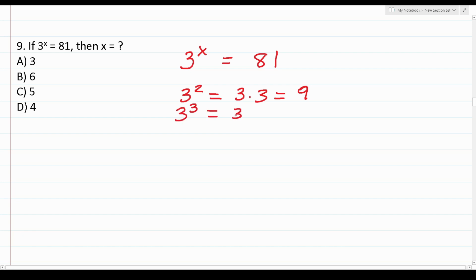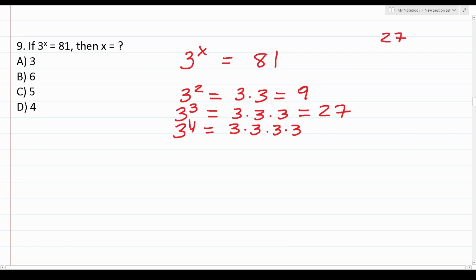3 to the third is 3 times 3 times 3, which is what? 3 times 3 is 9 times 3 is 27. What about 3 to the fourth? That's the same as 3 times 3 times 3 times 3. Well, 3 times 3 is 9 times 3 is 27.